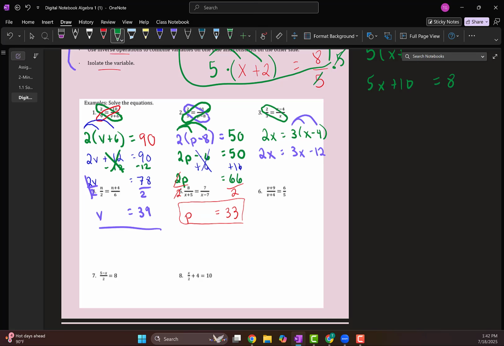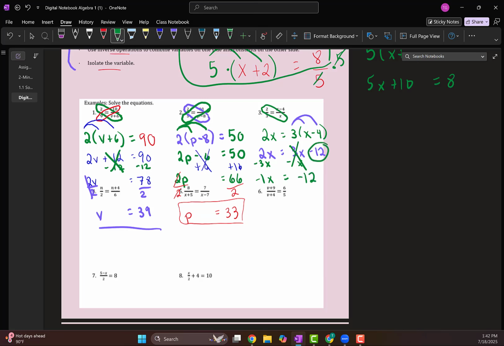Remember, our goal is to combine like terms that are on opposite sides. So our like terms are 3x and 2x. So how do we get them together? Well, we want to move the 3x to the other side so that it's away from the constant negative 12. So the 3x is positive, so we're going to subtract 3x from both sides. 2x minus 3x is negative 1x equals, that's still a negative 12.